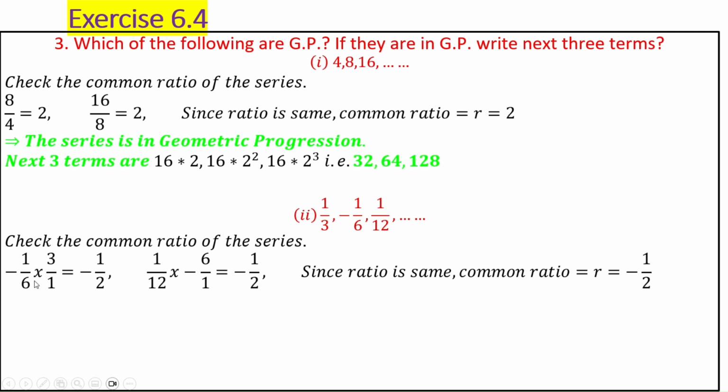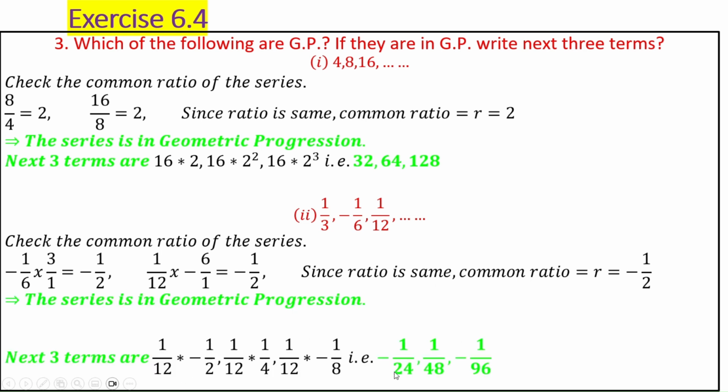So the common ratios, if you see, 1 by 6 divided by 1 by 3, it will become reciprocal, right? 3 by 1. So which is equal to minus 1 by 2. 1 by 12 divided by minus 1 by 6 is also minus 1 by 2. So the common ratio is minus 1 by 2. Hence the next three terms are basically minus 1 by 24, 1 by 48, and minus 1 by 96.